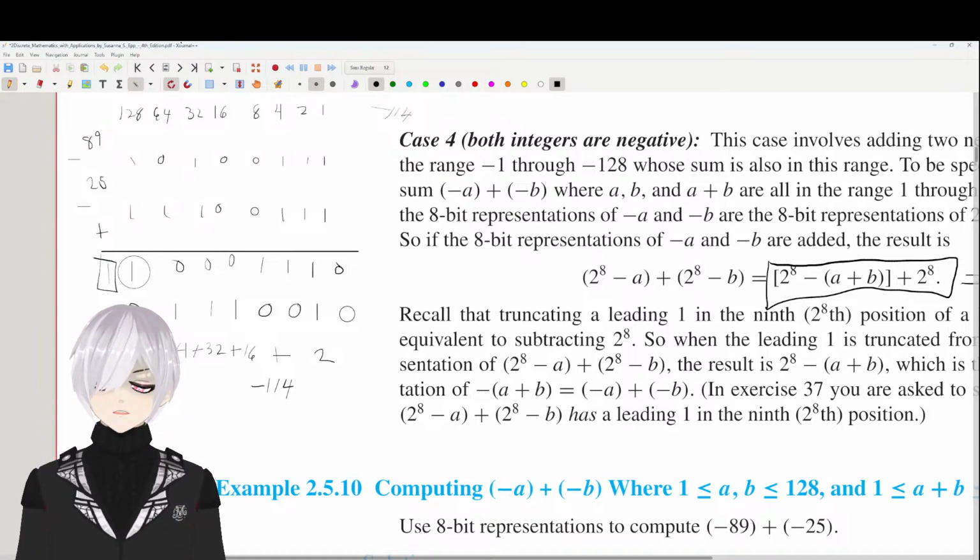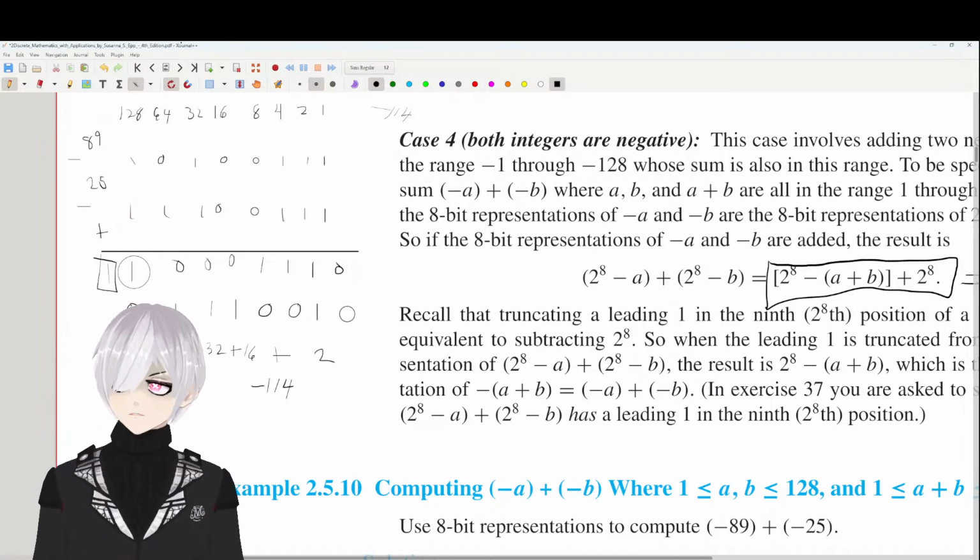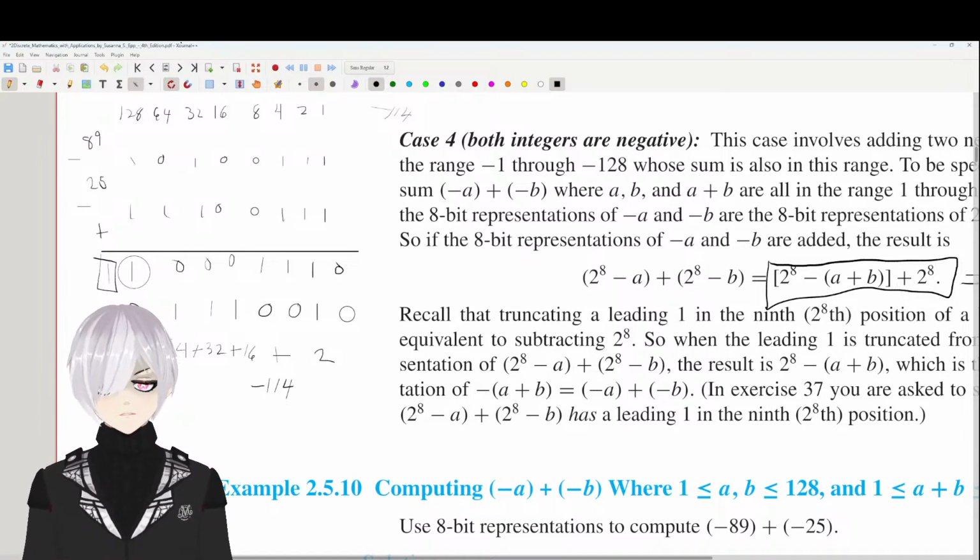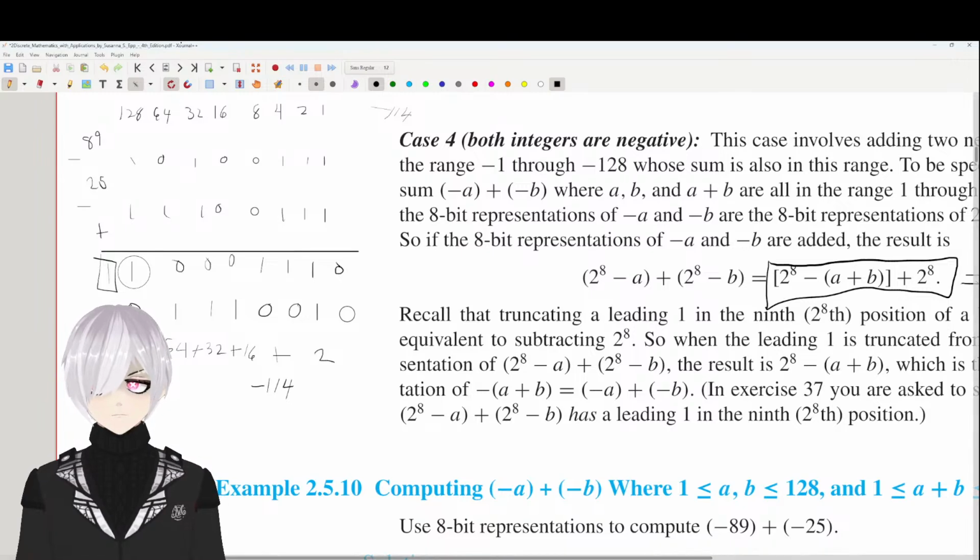But we have two leftmost ones. So if we drop one of them, we still have another leftmost one that isn't the sign. Oh, wait, is that not the sign? Well, the one in the box is, but the one in the circle isn't. Oh sorry, yeah, you're right. The circled one is the sign in the sense that it tells you that the number is negative.